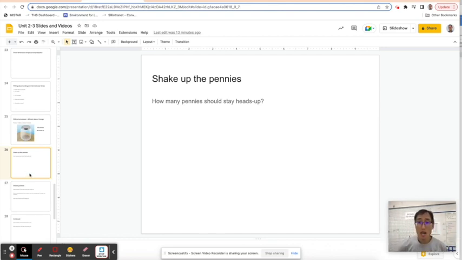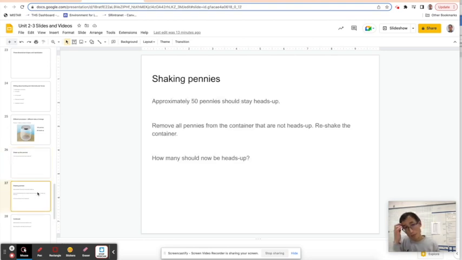And at the end of all that, what is the number of pennies that should stay heads up? If probabilities work out, roughly half of them should stay heads up and half should be tails up, and that would be 50 pennies. Now if I remove the tails up pennies and keep the heads up in there, those are gone. They have gone away. And now I do the same process again.